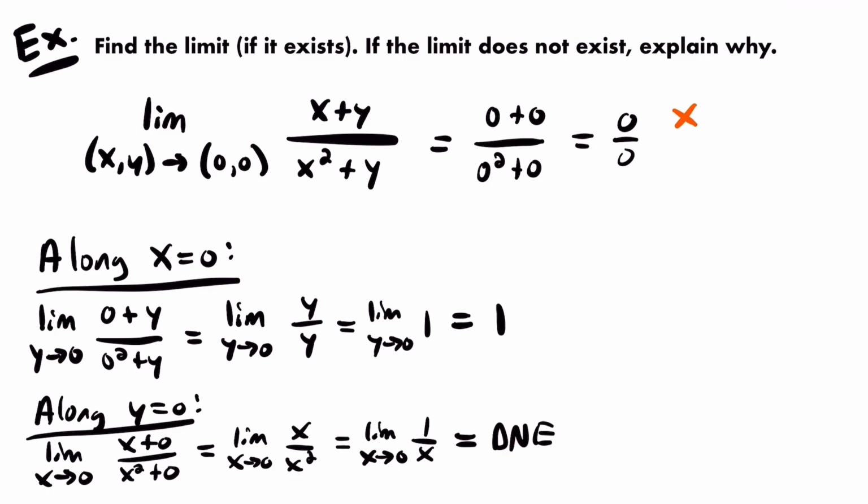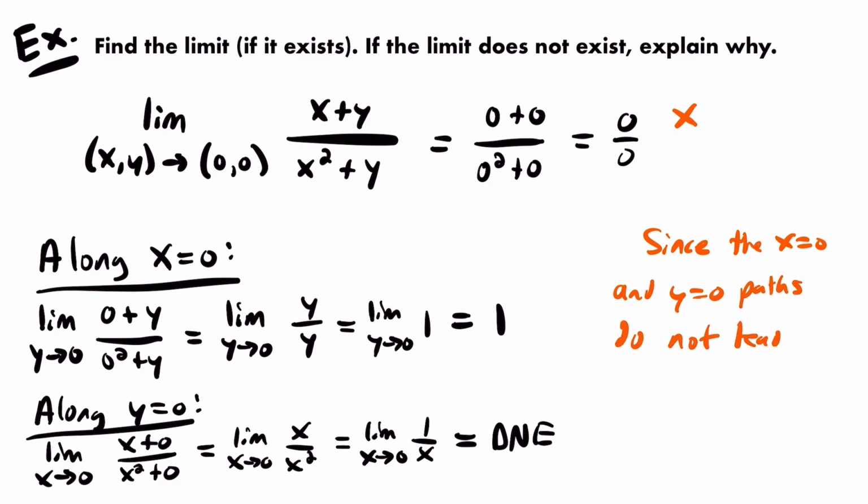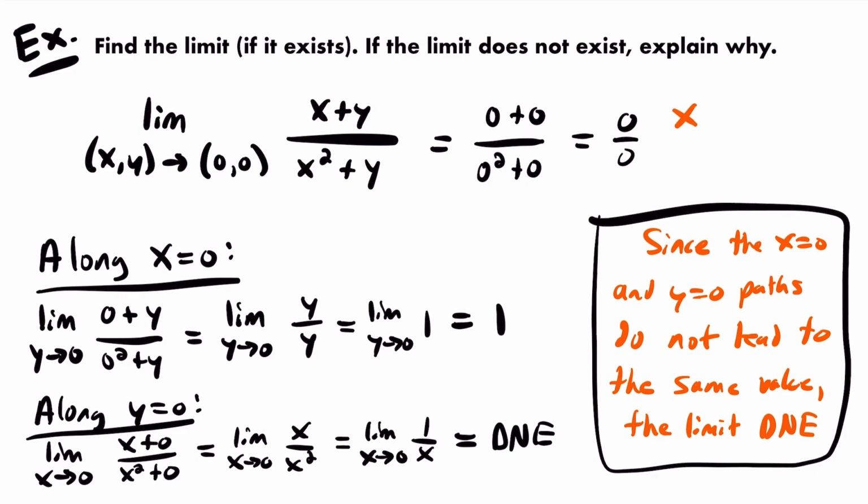All right, so the final answer is this. Since the x equals 0 and y equals 0 paths do not lead to the same value, the limit does not exist. And that's it. That's my final answer to this problem. We did the work showing that the limit does not exist and then explained why.